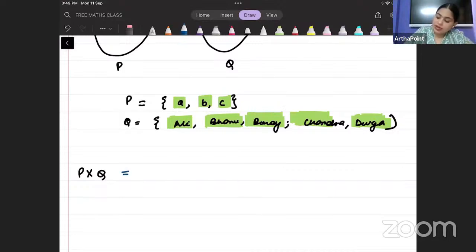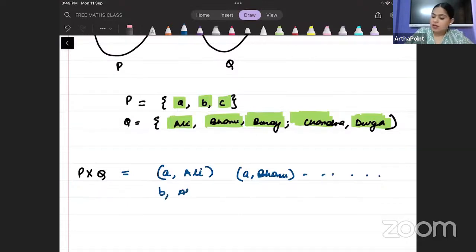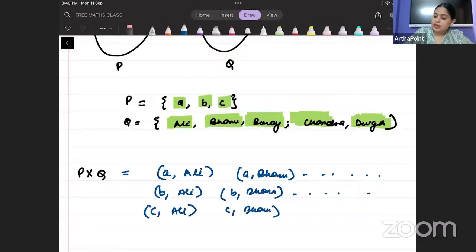So if I were to create a Cartesian product, it would have looked something like this. A comma Ali, A comma Bhanu, and so on. Keep going like this. Then B comma Ali, B comma Bhanu, and you could have mapped B to everything. And then C comma Ali, C comma Bhanu, and you could have mapped C to everything. So you would have got 15 elements.